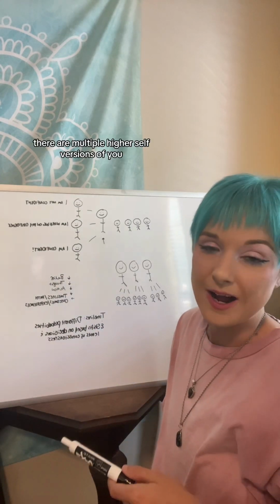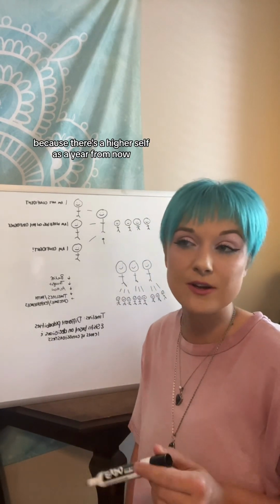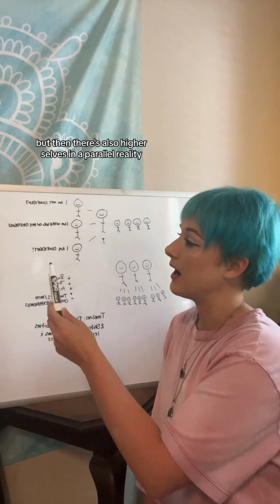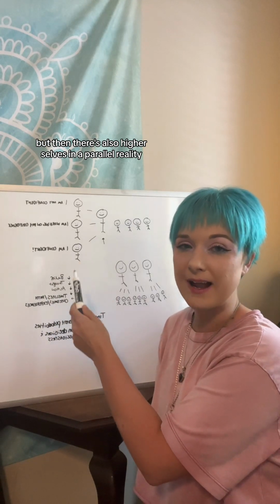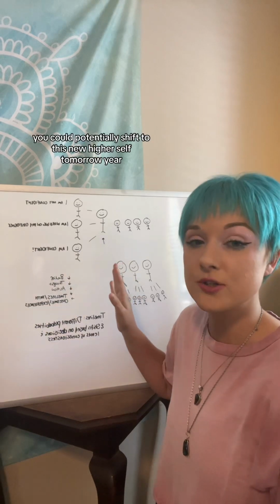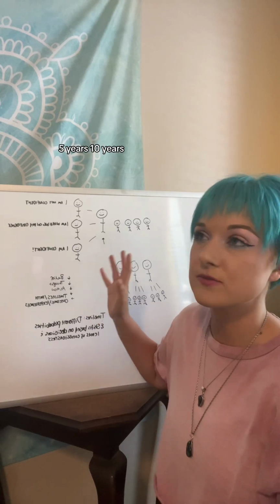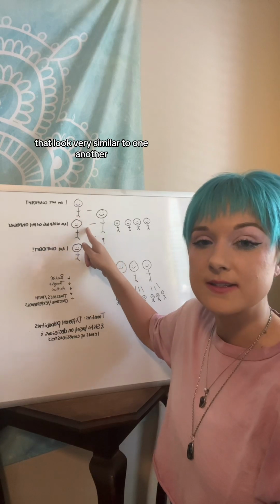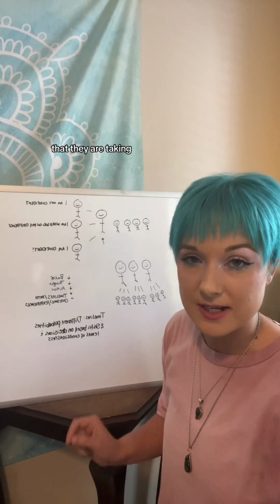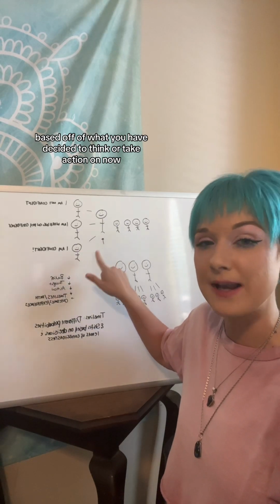There are multiple higher self versions of you, not just time related, because there's a higher self that's a year from now and 5 years and 10 years and 15 years. But then there's also higher selves in a parallel reality, okay? So this means that this is you in the present. You could potentially shift to this new higher self tomorrow, a year, 5 years, 10 years, 15 years from now, that look very similar to one another, but are very different in the paths that they are taking based off of what you have decided to think or take action on now, okay?